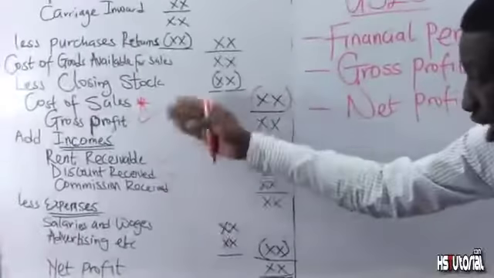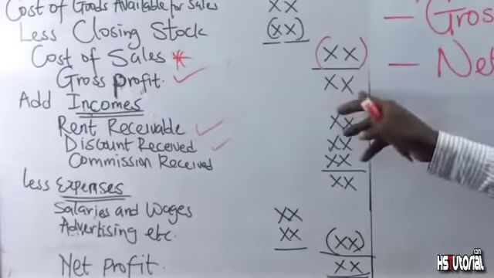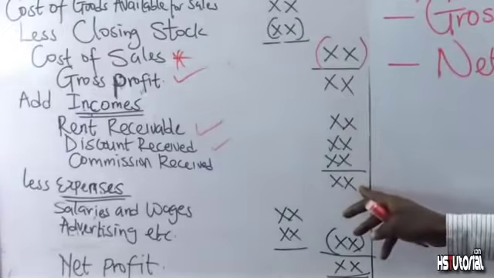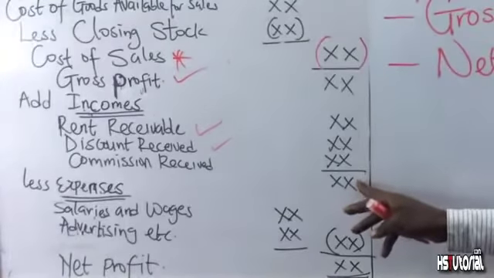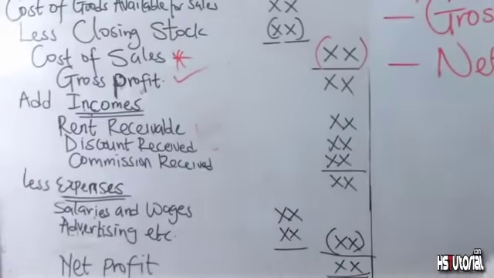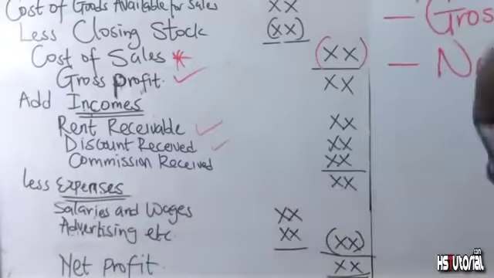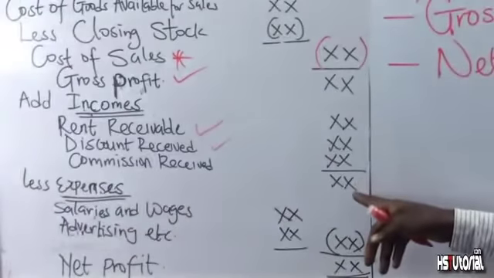So the addition of your income, you will have to add it to what? To your gross profit, for you to have this figure here. So when you have this figure, for you to get your net profit, you will have to less all expenses from this.